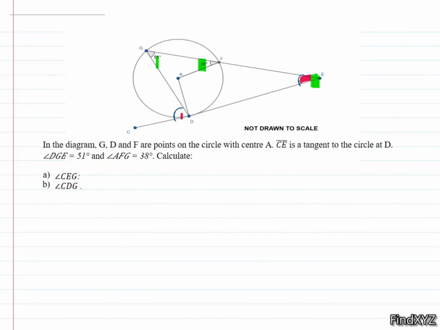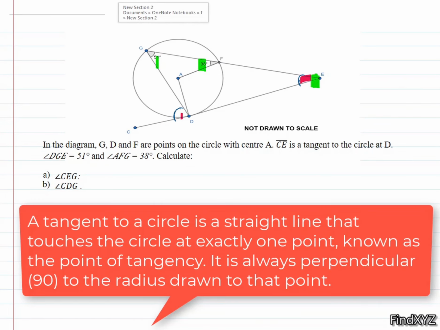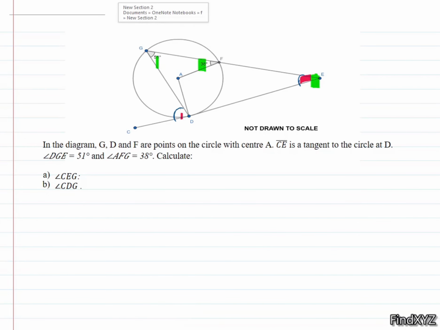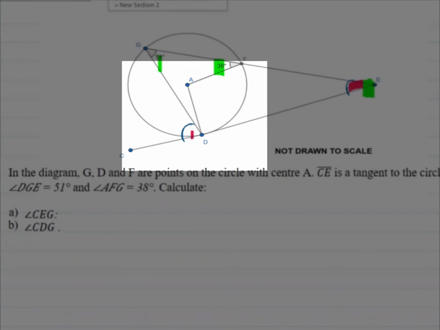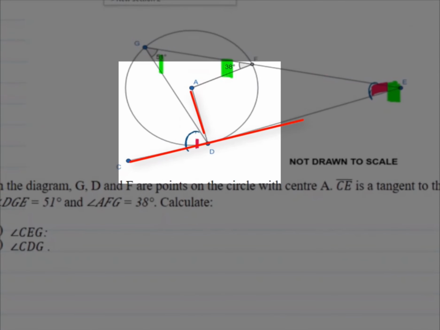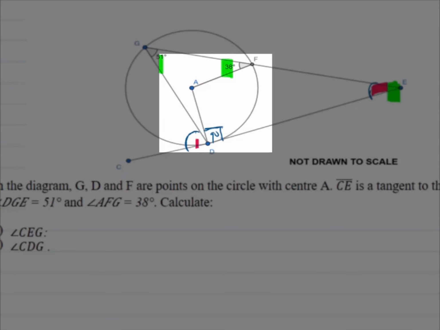So let's dive in. What can we do first? Now there's something special about a tangent. A tangent is a straight line that touches the circle at exactly one point, and that is at point D. The tangent is always perpendicular to the radius. The radius is any line drawn from the center to the circumference. Anytime the radius touches the tangent, it gives us an angle of 90 degrees. The line AD must be the same as line AF because they are radii.